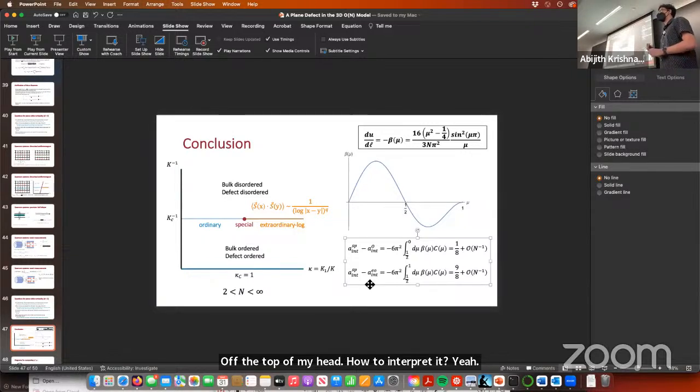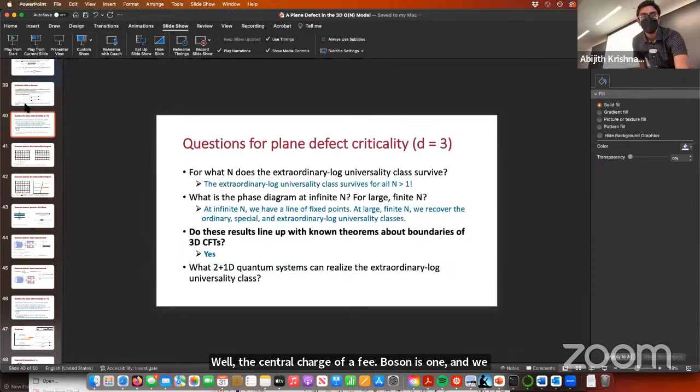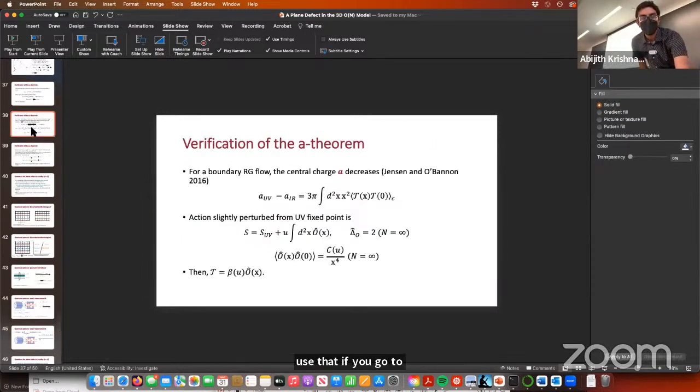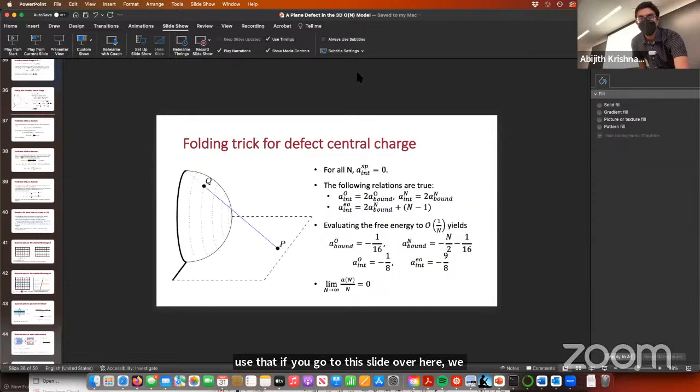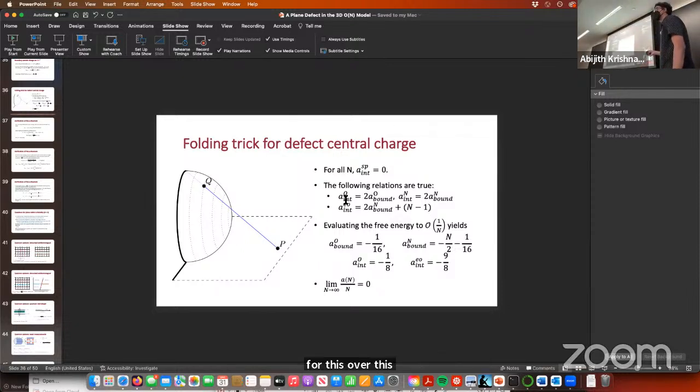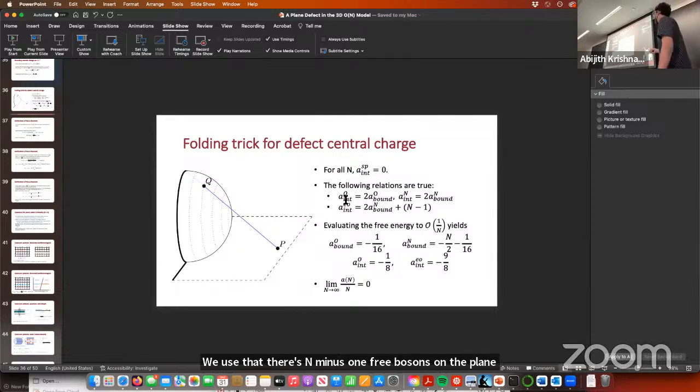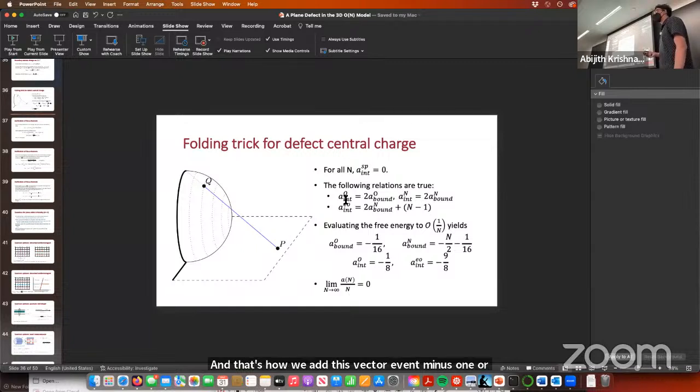Well, the central charge of a free boson is 1. And we use that. If you go to this slide over here, we use that for this expression for the extraordinary log plane defect central charge. There's n-1 free bosons on the plane defect, and that's how we add this n-1 to the normal central charge. So I think there is some meaning in the integer value, but I just don't know off the top of my head.